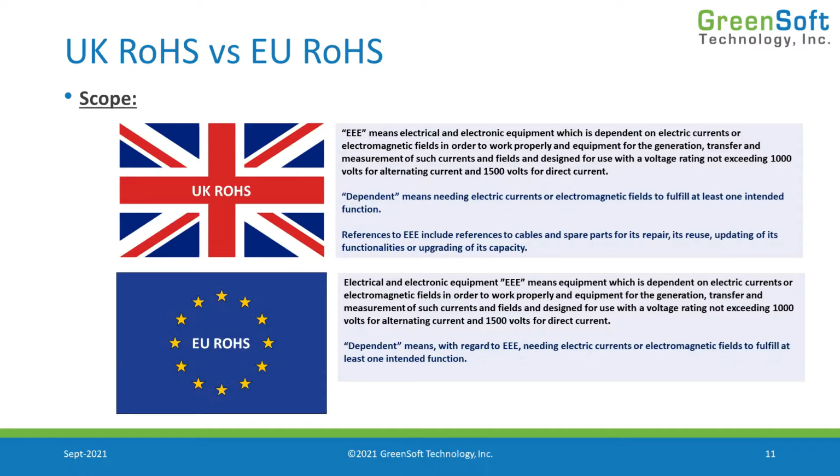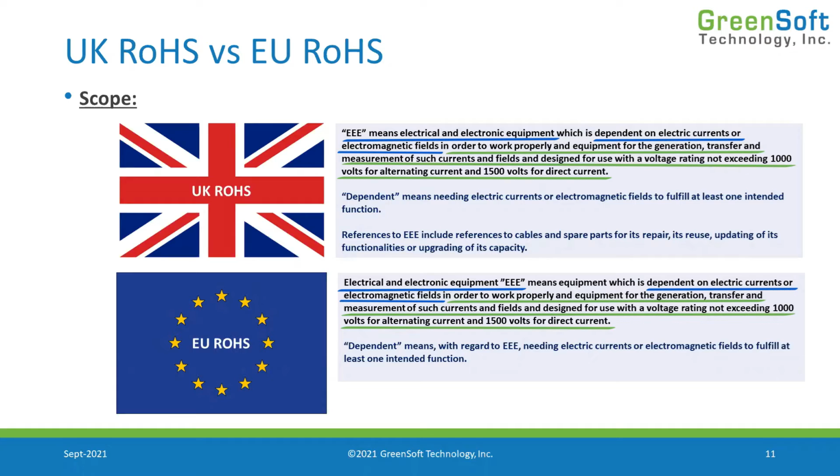So when we look at the scope, we can see that although the wording is not identical, when we read the definition of EEE, electrical and electronic equipment, and we read what dependent on electric currents and electromagnetic fields means in those regulations, we can see that they have the exact same scope. The UK RoHS regulation adds the spare parts scope into the scope section. However, that is somewhere else in the EU regulation, however they apply. So these are in alignment.